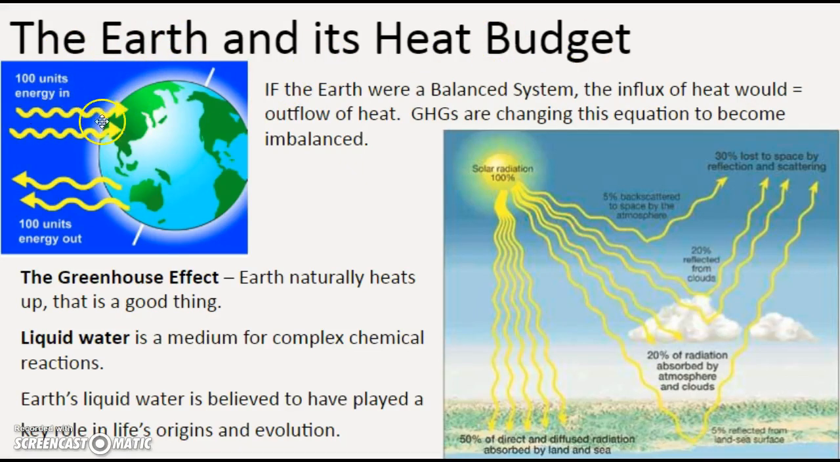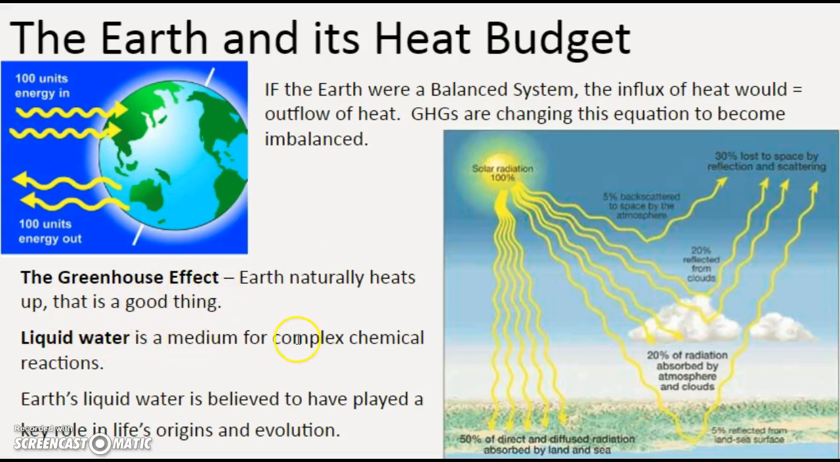In this case, we have energy coming in, we have energy going out, and these are generally balanced. If the Earth system were balanced, the influx of heat would equal the outflow of heat. But greenhouse gases, or GHGs, are changing this equation to become imbalanced. The greenhouse effect: Earth naturally heats up, and that's a good thing.